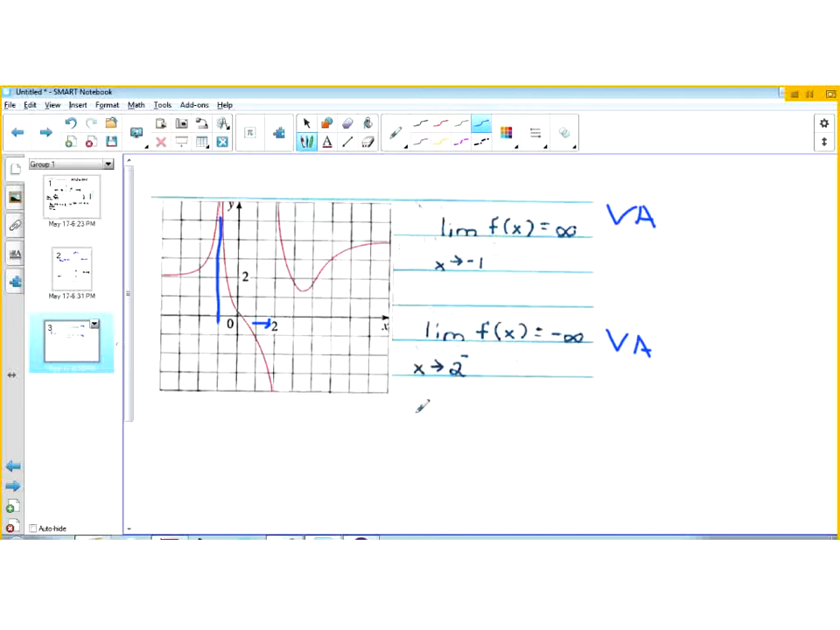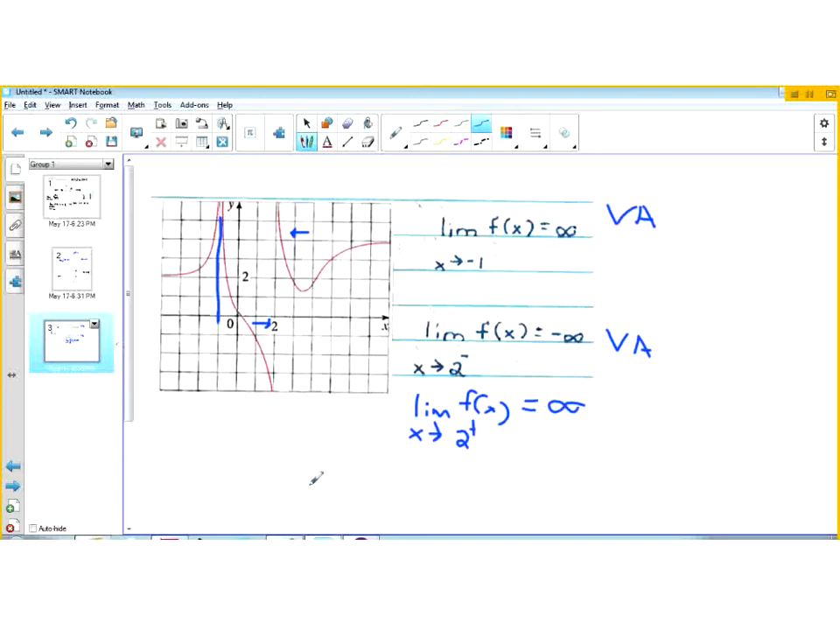Now, how about the limit as x approaches 2 from the right? That is, x approaches 2 from numbers bigger than 2. In this case, the output would be positive infinity. And so that's exhibiting a vertical asymptote. x equals 2 is a vertical asymptote.